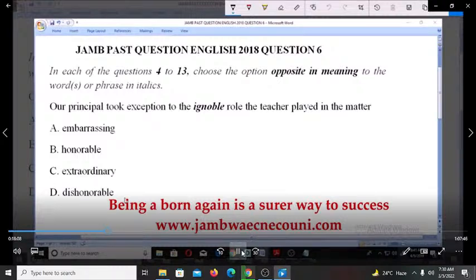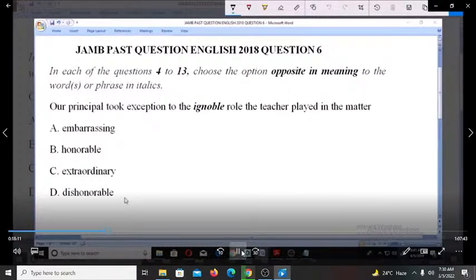Now, for us to be able to pick out the word that is opposite in meaning, we need to know the meaning of the word in question, which is ignoble. What does ignoble mean? Ignoble simply means not honorable. That's the meaning of ignoble. Something that is not honorable. So, which is opposite of it here? We are going to look at the words one by one.